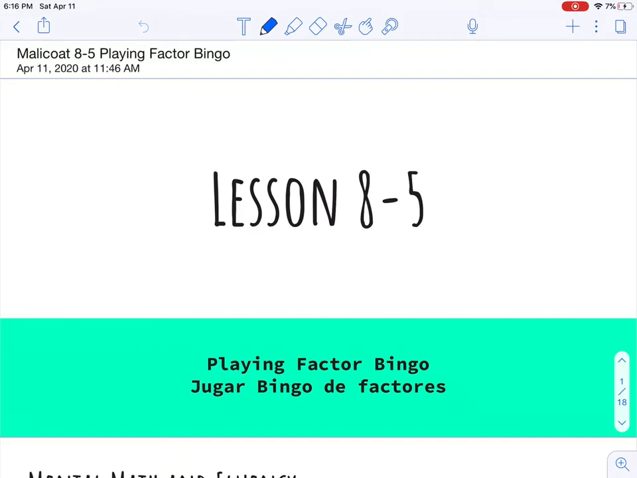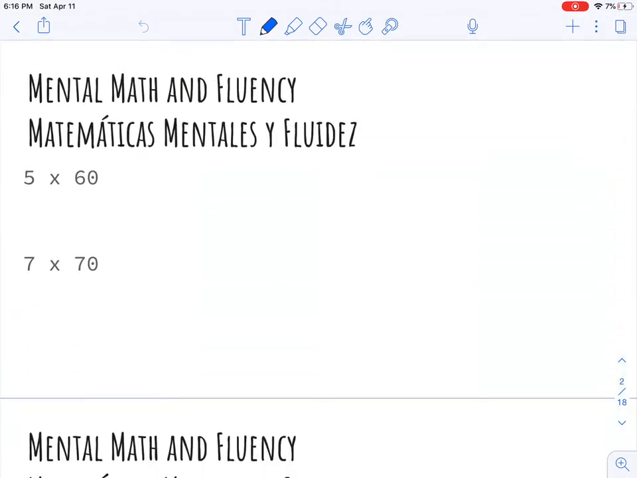Today we are going to be learning lesson 8.5. This lesson is called Playing Factor Bingo because we will be learning a new game today. All right, let's start with our mental math.